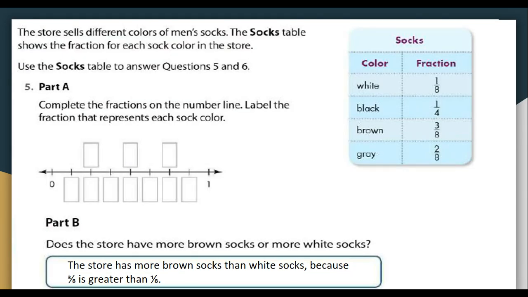Okay, so it says the store sells different colors of men's socks. The socks table, which is over here to my right, shows the fraction for each sock color in the store. Use the socks table to answer questions 5 and 6. So here's part A. It says complete the fractions on the number line. Label the fractions that represent each sock color.